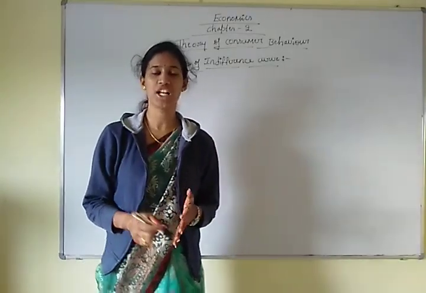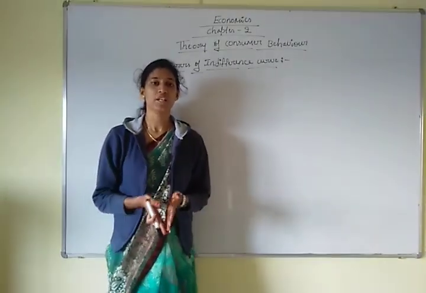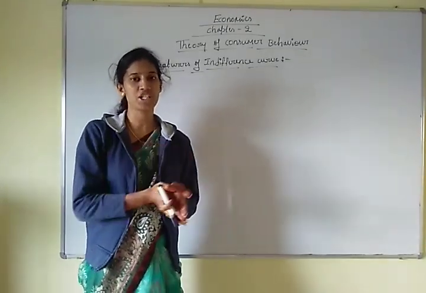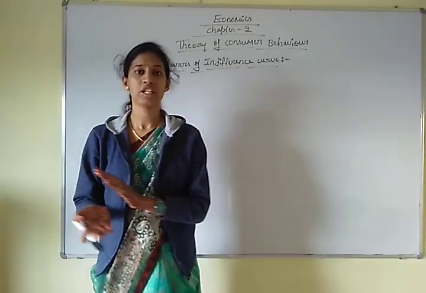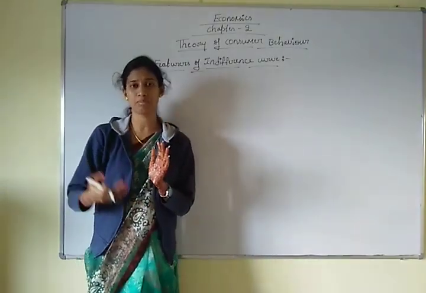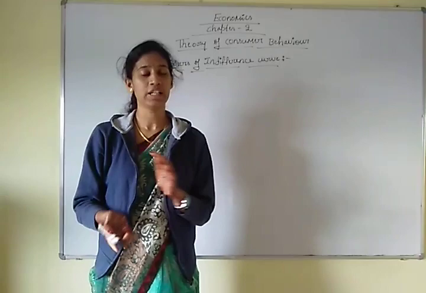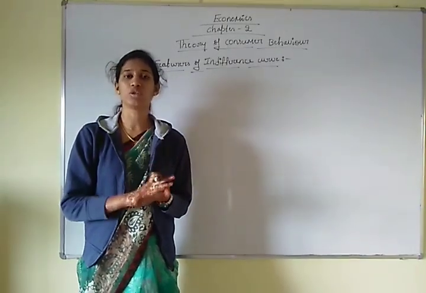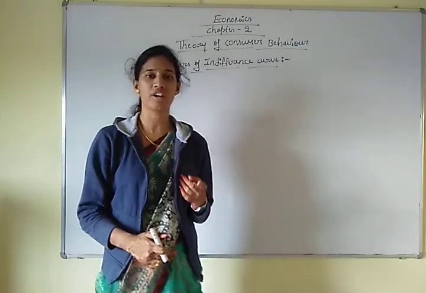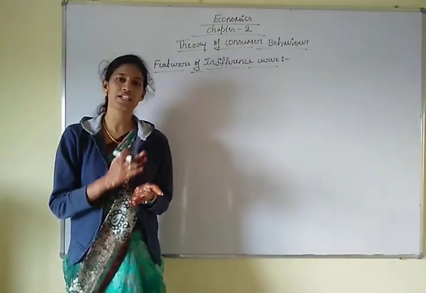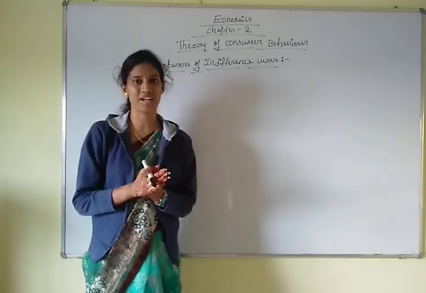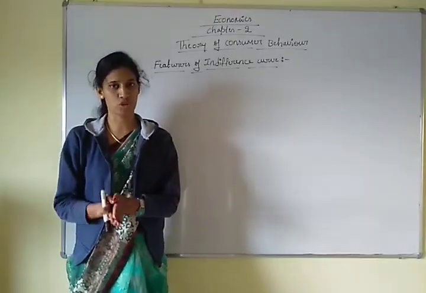In the previous class, we learned about MRS. MRS means marginal rate of substitution. The indifference curve analysis is based on marginal rate of substitution. The law of diminishing marginal rate of substitution means the number of units of good X which the consumer is willing to sacrifice to obtain an additional unit of good Y is called MRS.